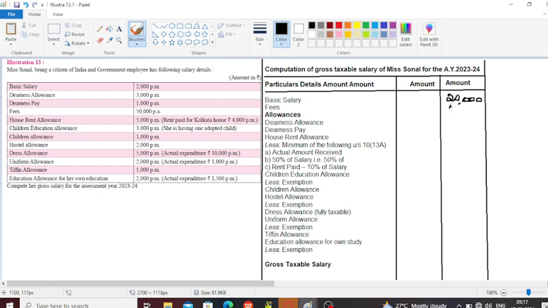So 50,000, and let me continue with allowances. That is DNS allowances and DNS pay. DNS allowances is 3,000 per month. If it is 3,000, it is 36,000 per annum. Let me write here 36,000. And DNS pay is 1,000 per month. If it is 1,000 per month, 12 months is 12,000.